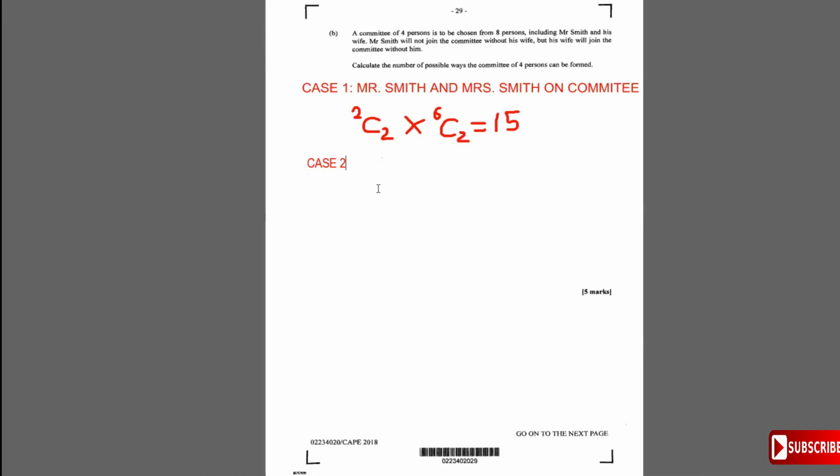Case 2 is pretty much Mr. Smith not on the committee. So if Mr. Smith is not on the committee, but his wife is still on the committee, then Mr. Smith is not on the committee. So he's definitely out. So you're really just choosing the other people.